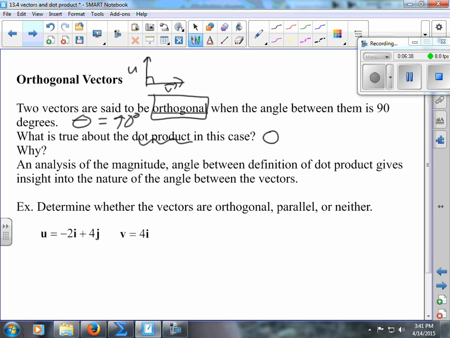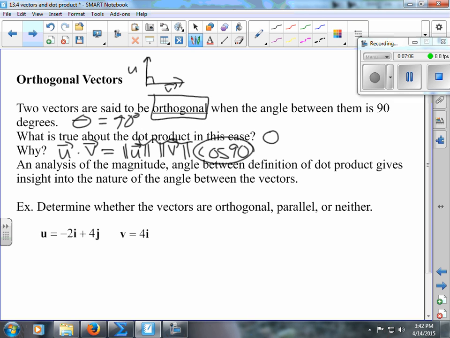And why is that true? That's because of the one definition of dot product, in which you use magnitude u, magnitude v, cosine of theta. And there it is. What's the cosine of 90? It's always 0. And so if the dot product of two vectors is 0, then we say the vectors are orthogonal. So here I have an example in which I want to know the nature of these vectors.